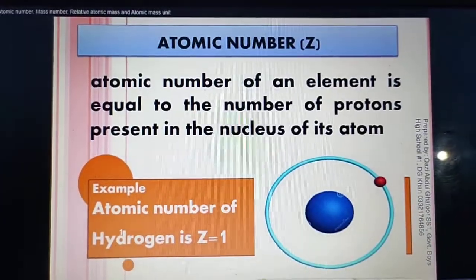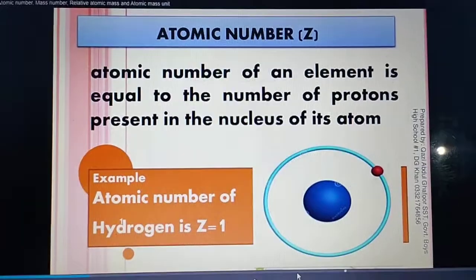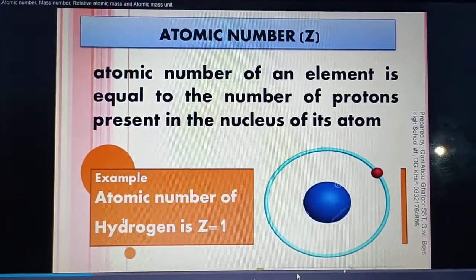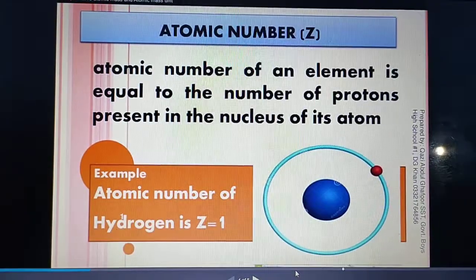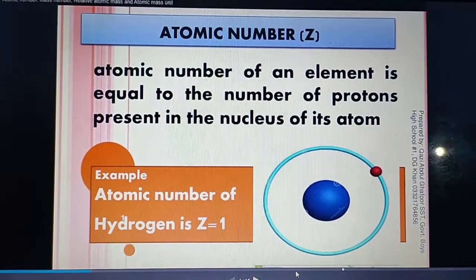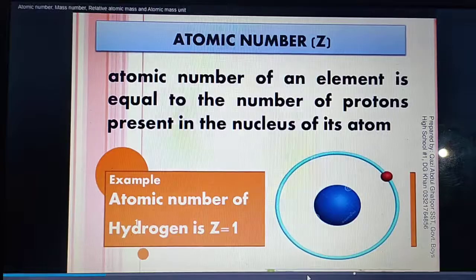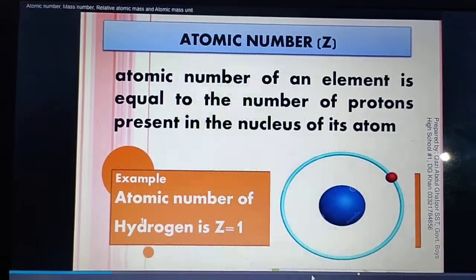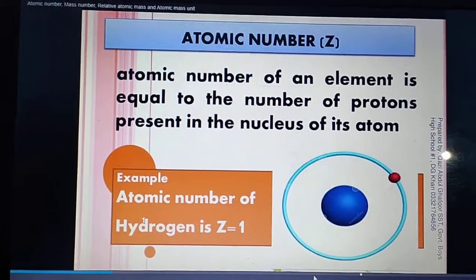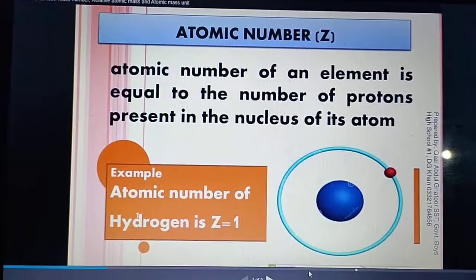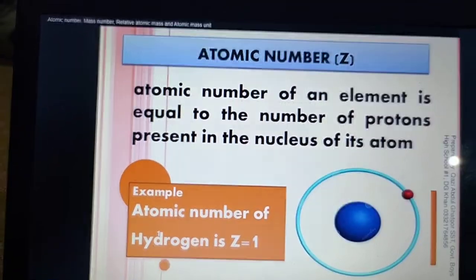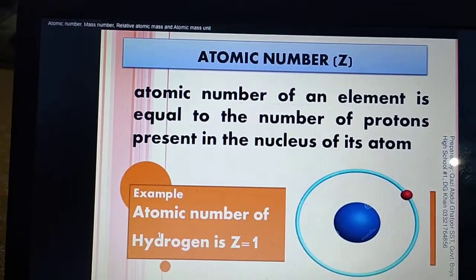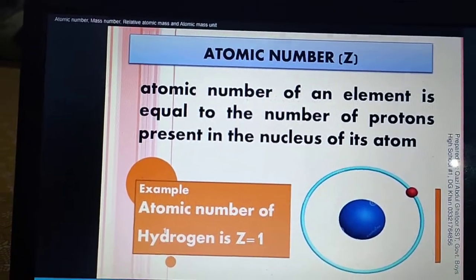Good morning, students. So today we are going to discuss some of the topics of the chapter atomic structure. In the first topic we will discuss atomic number and mass number. We have already studied that Moseley introduced the atomic parameter that he called atomic number.